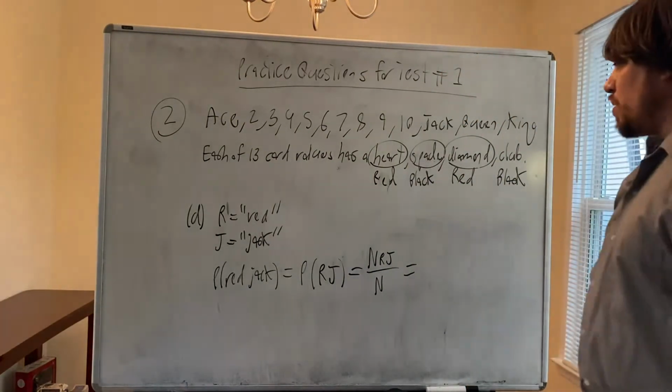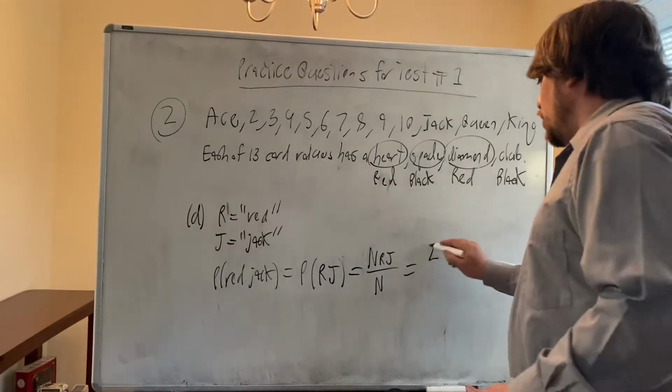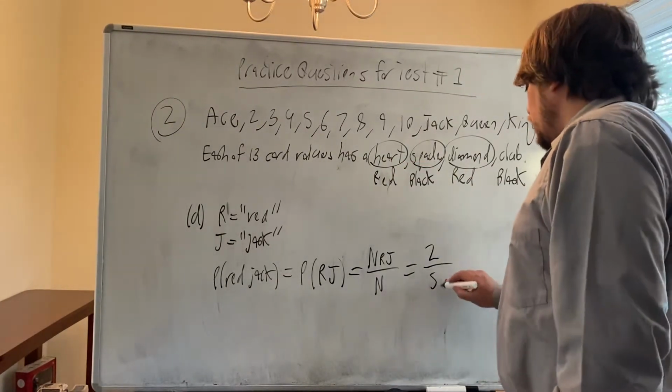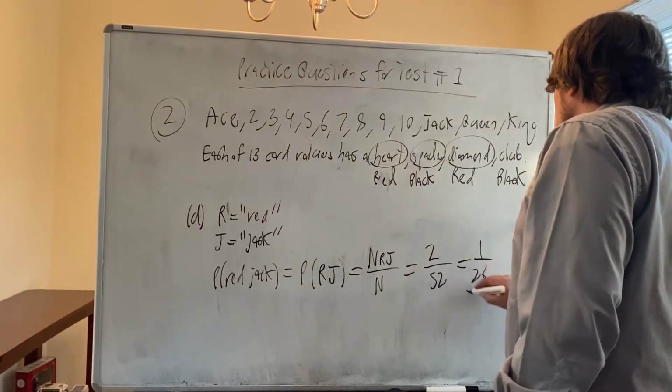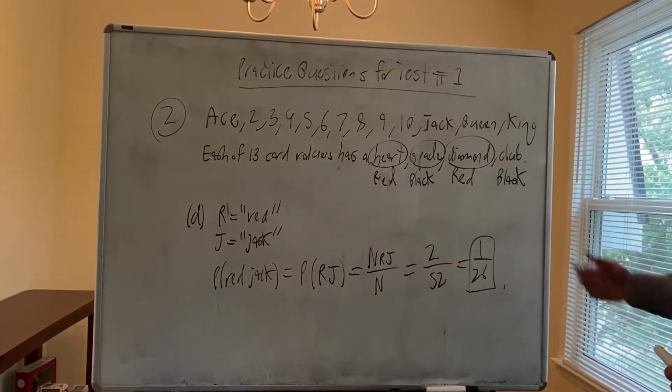And so how many red jacks are there? There's the jack of hearts and the jack of diamonds. That's 2. There's 2 red jacks divided by the total 52 cards in the deck. That's 1 over 26 in simplest form. And so the probability of a red jack is 2 over 52 or 1 over 26.